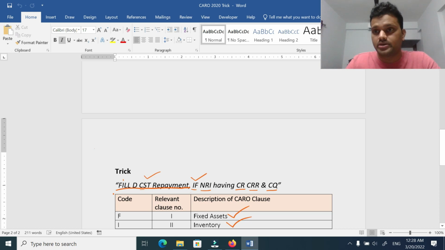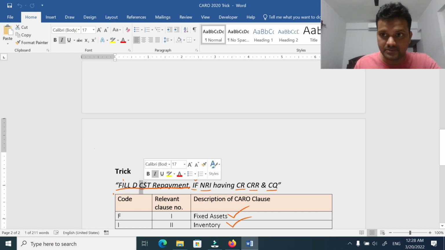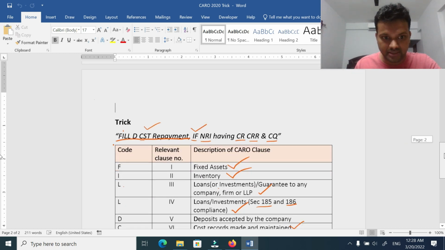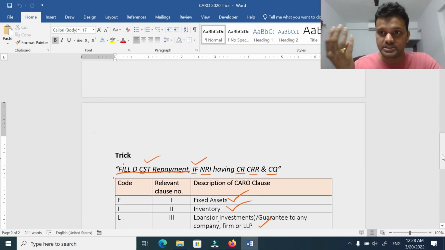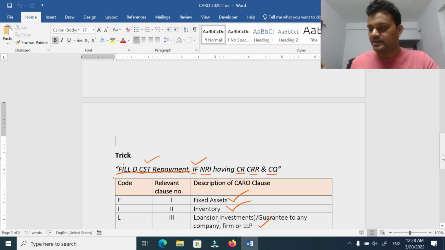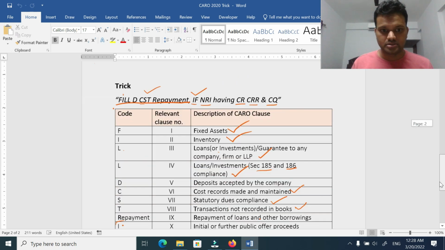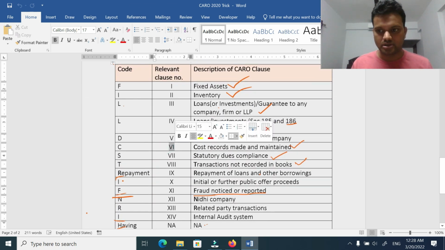Now, for example, you have received a question related to cost records, and you need to remember the particular clause number. Look at the statement: the first word is related to cost records. C is for cost records, right? In this table, C is for cost records. Now, what is the clause number? Just try to remember the statement: FILL the CST, FILLD, and then C. That means the sixth clause. The sixth clause is related to cost records.